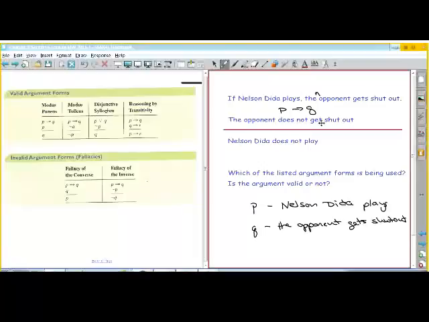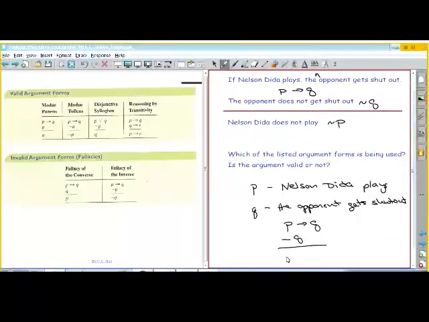The second premise is the opponent does not get shut out. We decided to have statement Q being the opponent gets shut out. So then I'd have a negation of Q to represent premise 2. And the conclusion is the negation of P, because here he does not play, here he plays. So if we write this out, we'll have if P, then Q, not Q, and then we'll draw a line, and we get not P.